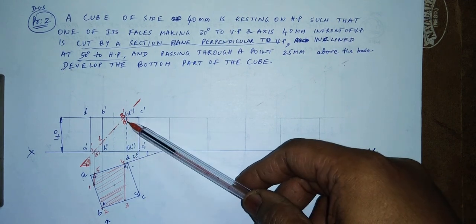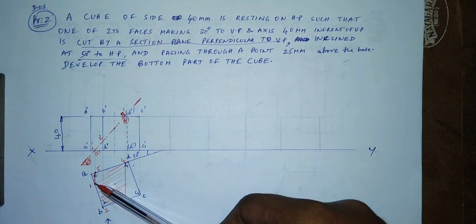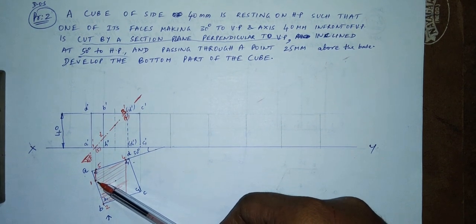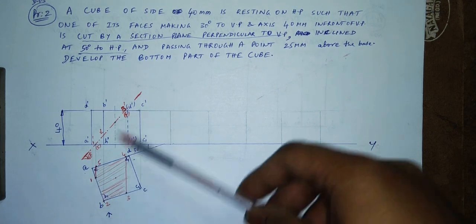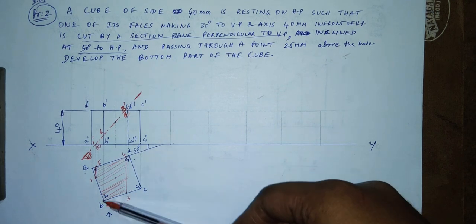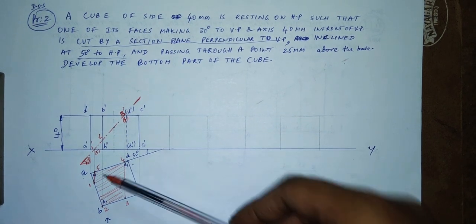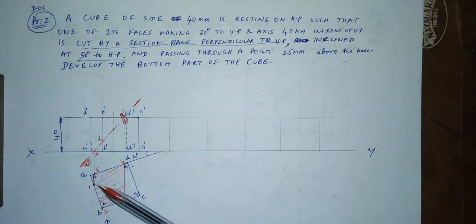So 2 bases are cut, then 1 edge is cut, so that is B. So 1 and 5 are on the base edges, like A1, B1 and so on, and 3 and 4 are on the top edge, right? And then 2 is on the lateral surface, that is on the B. So this is how it is. If you have to draw the section, this is how the section will be. Now let us do the development here.